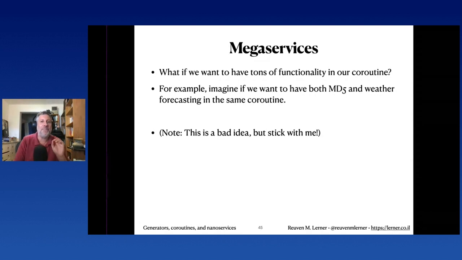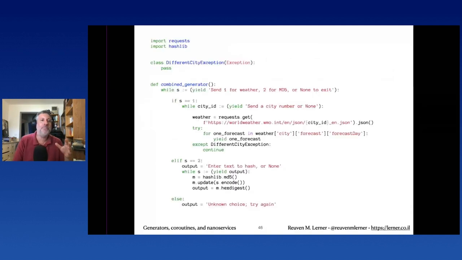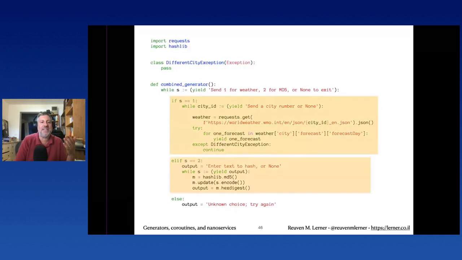Watch this. I'm going to combine MD5 and weather into the same coroutine. So I'm now going to have my combined generator, and it's going to say, hey, send one for weather and send two for MD5 or none to exit. So if they send one to the generator, they'll get this. And if they send two to the generator, they'll get that. But this is ugly as sin, right?